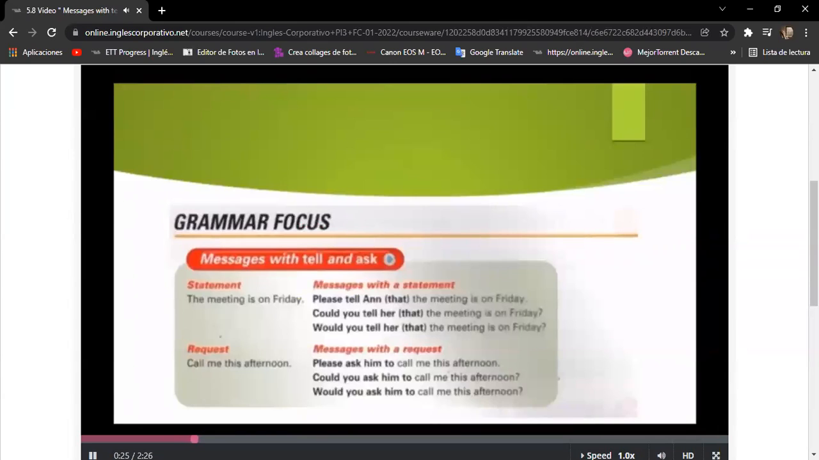Statement. The meeting is on Friday. Messages with a statement. Please tell Anne the meeting is on Friday. Please tell Anne that the meeting is on Friday. Could you tell her the meeting is on Friday? Could you tell her that the meeting is on Friday? Would you tell her the meeting is on Friday? Would you tell her that the meeting is on Friday? Request. Call me this afternoon. Messages with a request. Please ask him to call me this afternoon. Could you ask him to call me this afternoon? Would you ask him to call me this afternoon?